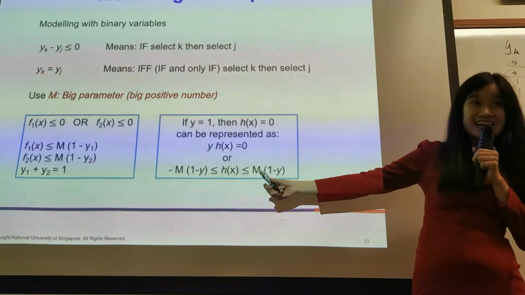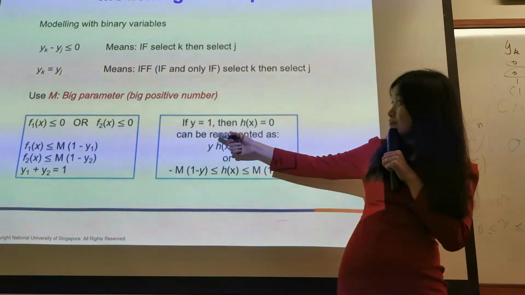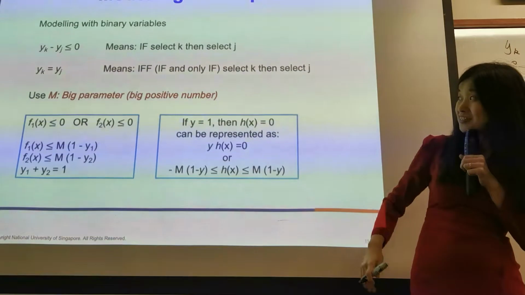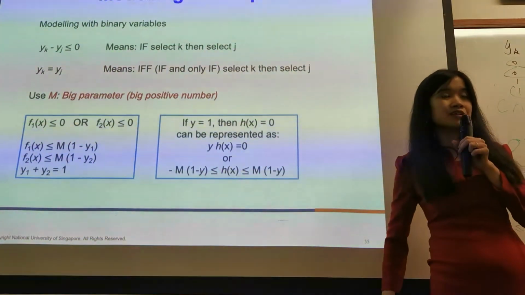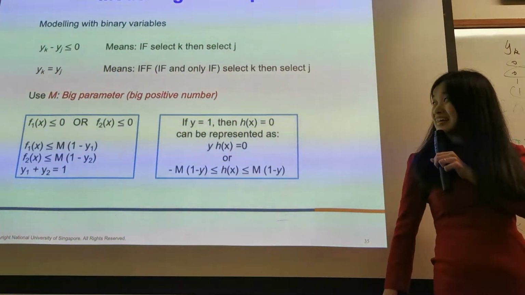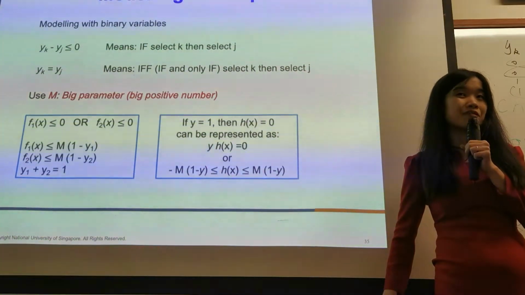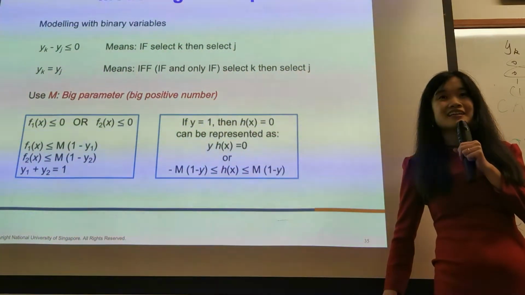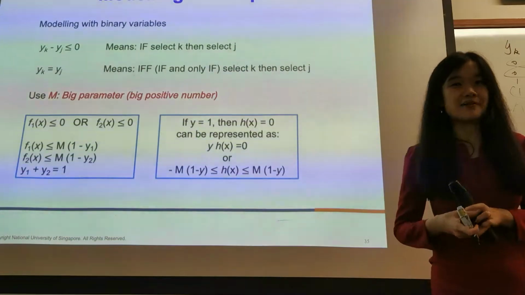Right, so this is the case that I'm giving here. Because here I say if y equals 1, then hx equals 0. If I say if y equals 0, if I don't choose y, then hx equals 0. You can think about how to write the constraint. Okay? But this is a modeling way.